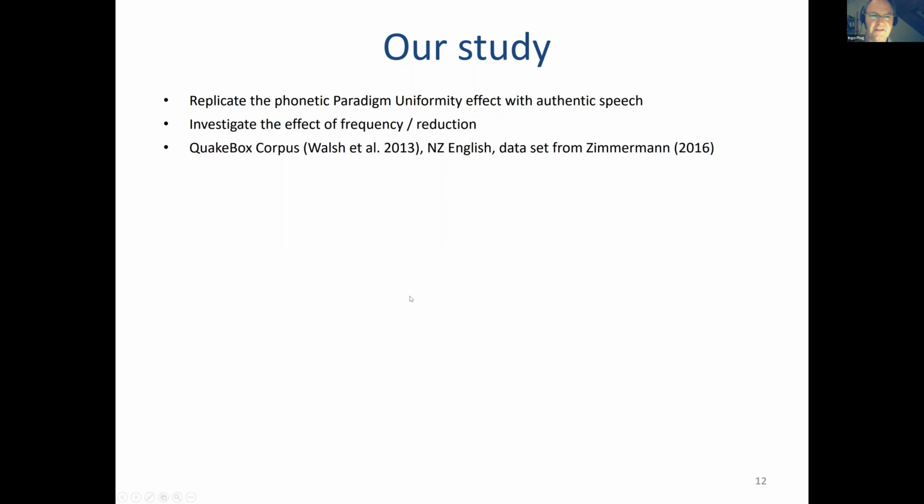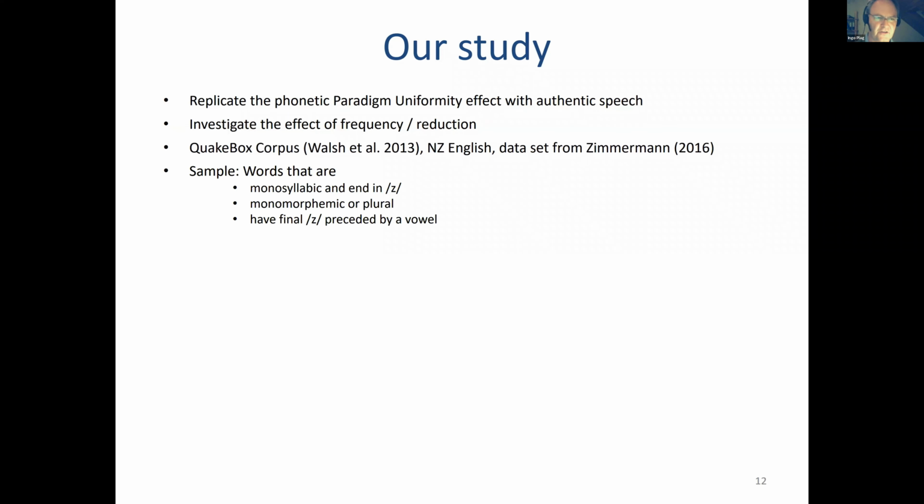So what we did, we used the Kiparsky corpus. This is New Zealand English, and it's a data set that has been used before by somebody else. So all the annotations were there and nicely done. And so that was a perfect corpus to start with. And we sampled from this corpus, in order to reduce the variation a little bit at least, only the monosyllabic words that ended in Z.